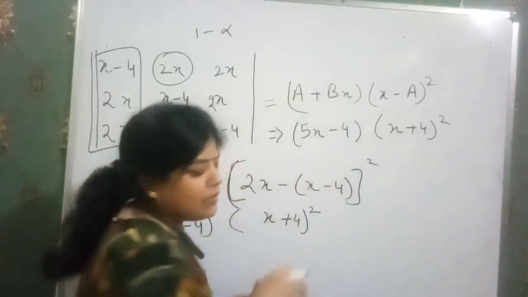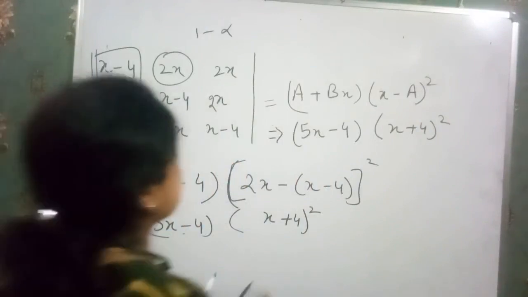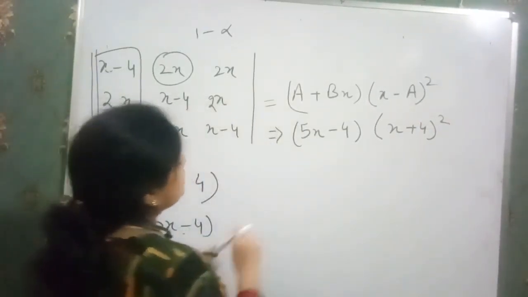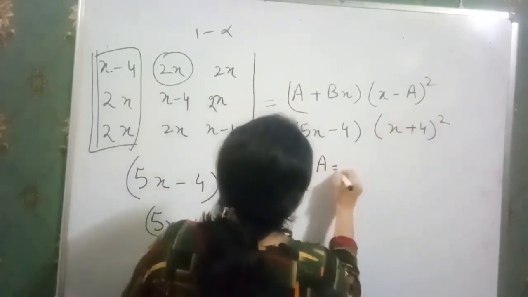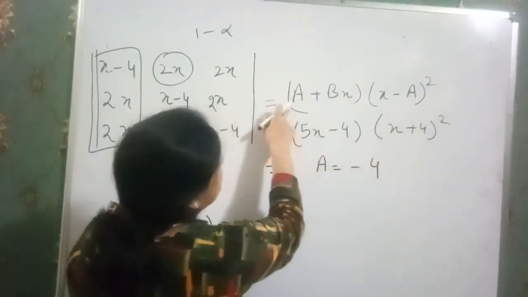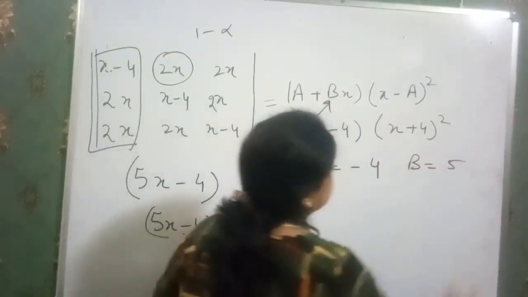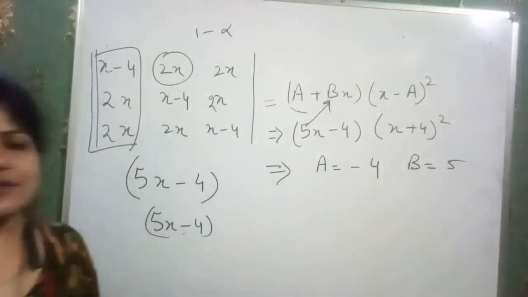Now when we compare both of them, what is the value of a and b? Just see how this complicated question can be done in a very few seconds. The value of a is equal to minus 4, and when we put it here, the value of b is equal to 5. Now this question is done. I am going to take another question.